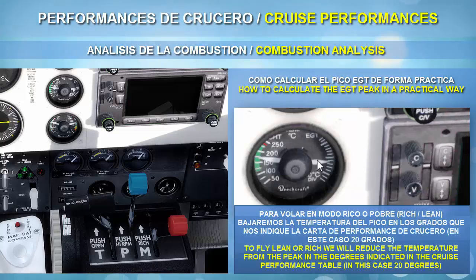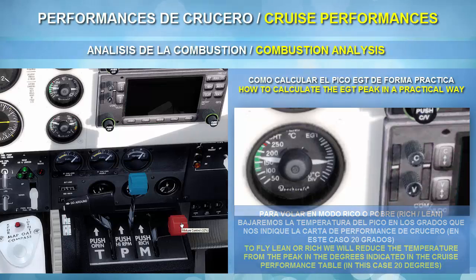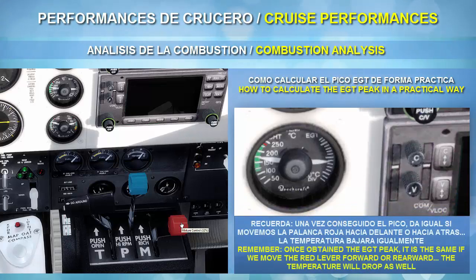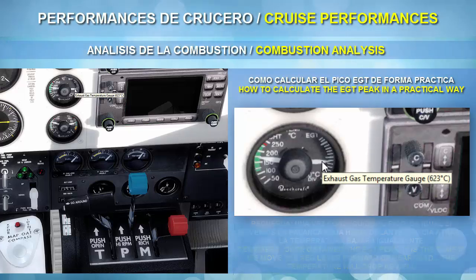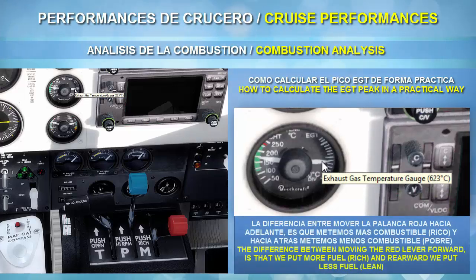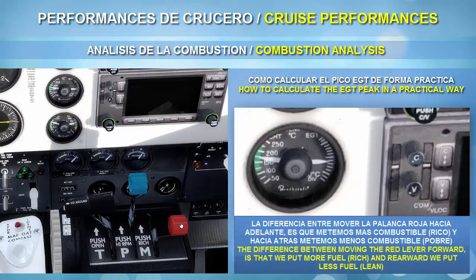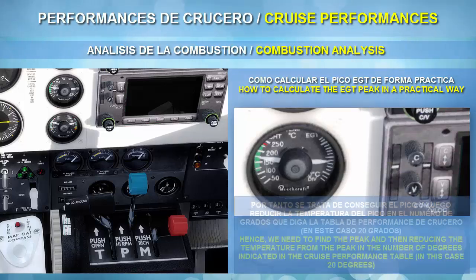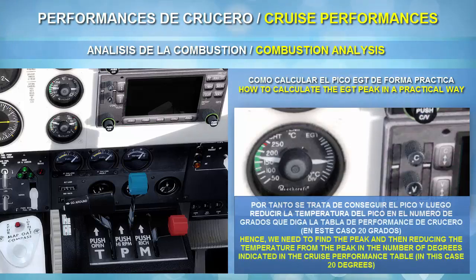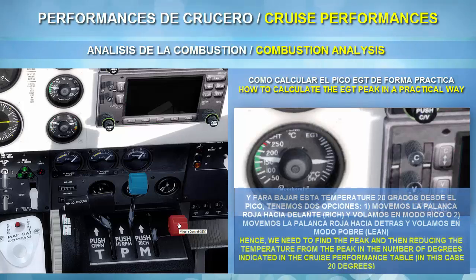So when we reach the peak, to decide if we fly lean or rich, we will reduce the temperature from the peak by the degrees indicated in the CRUISE performance table, and that is 20 degrees. So remember that once we obtain the EGT peak, whether we move the red lever forward or rearward, the temperature will drop. The difference is that moving forward we put in more fuel, rich, and rearward we put in less fuel, lean. That is the difference. What we need to find is the peak, and then reduce the temperature from the peak by the number of degrees indicated in the CRUISE performance tables, in this case 20 degrees from the peak.